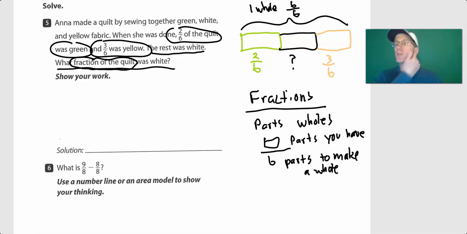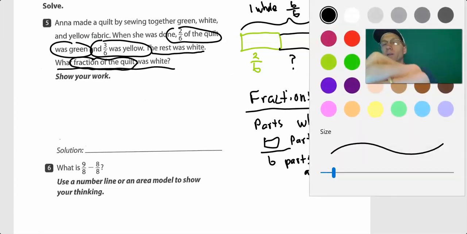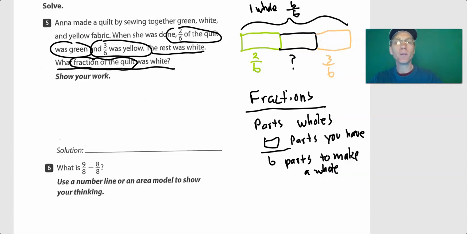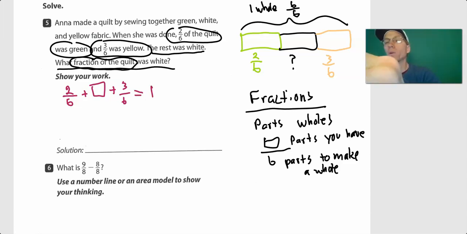So what fraction of the quilt is white? You can kind of look that through. You're going to say, well, 2/6 plus something plus 3/6 has to equal the whole quilt. And I could write one whole here, or since I'm dealing with a fraction, I could write 6/6, because that is one whole. Remember, the bottom number means it takes 6 parts to make a whole, and I need all 6 parts.